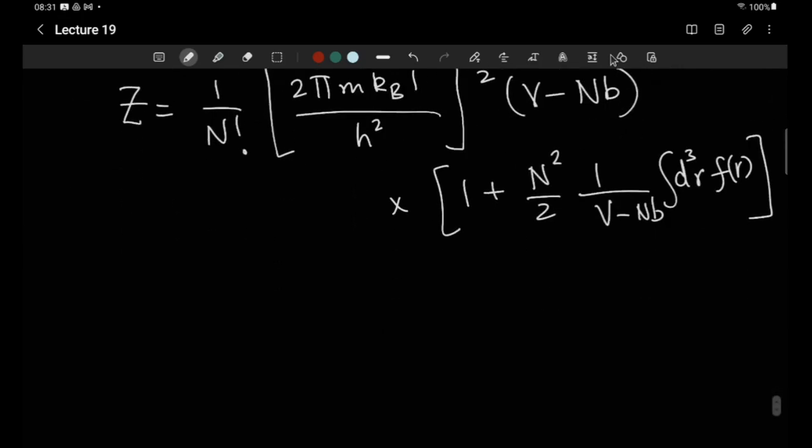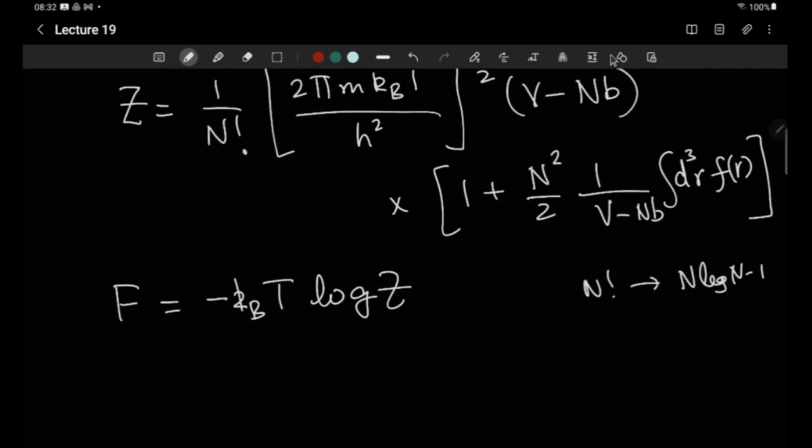Now I need to identify what a is. How do I do that? F is minus kBT log Z, and then we will of course take n being large, and n factorial you will replace with n log n minus n, and so on and so forth. That's an exercise, and simplify. I'll just write something and then we can argue what that is.